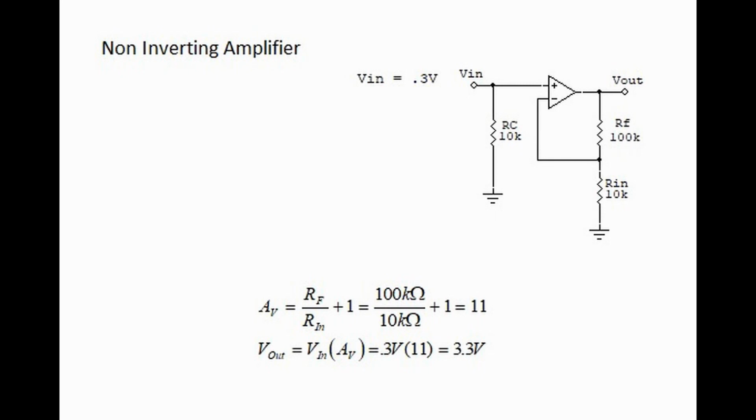RC is called a compensating resistor, and it's not really necessary. And when it is used, it's only when you have very small signals, and then it must equal Rin.